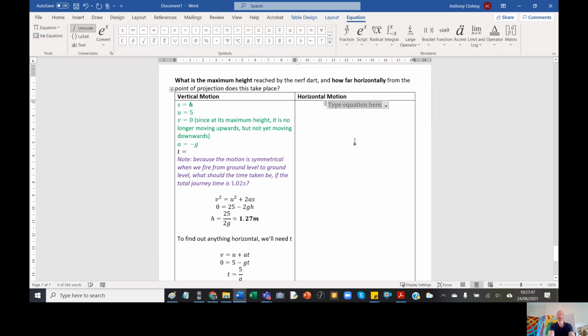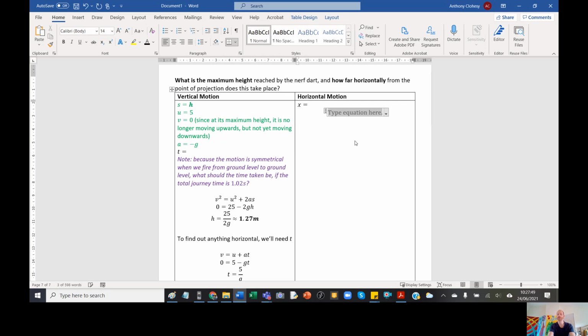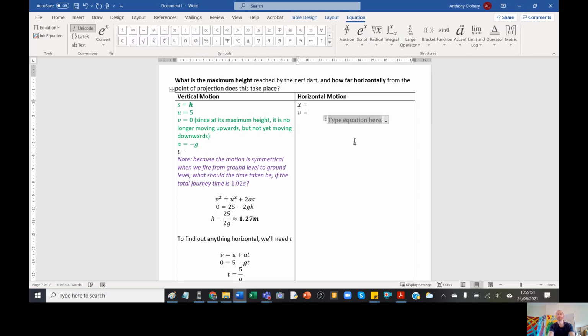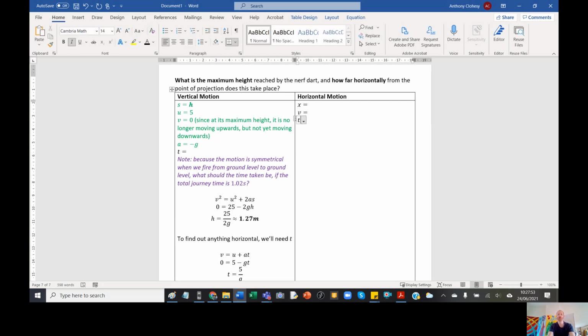Horizontal motion, then we can say I'm interested in how far along it is. I already know things like, let's put v first. I know the horizontal motion starts with a speed of 5√3. It's going to have a speed of 5√3 throughout. We're interested in the horizontal range, and we know that t is 5 over g.